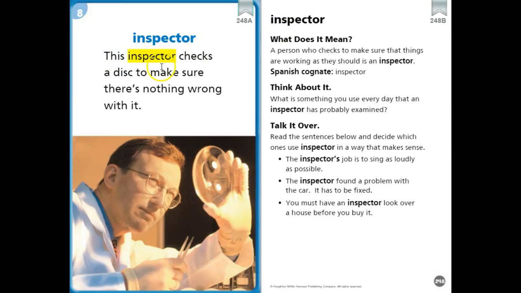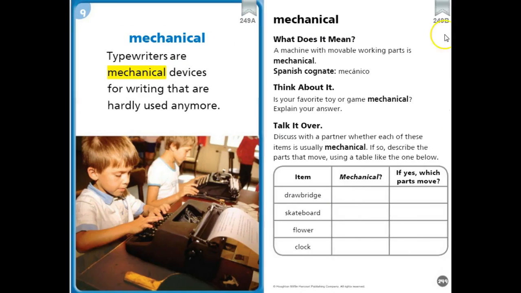Inspector. This inspector checks a disc to make sure there's nothing wrong with it. A person who checks to make sure that things are working as they should is an inspector. What is something you use every day that an inspector has probably examined? Read the sentences below and decide which ones use inspector in a way that makes sense.